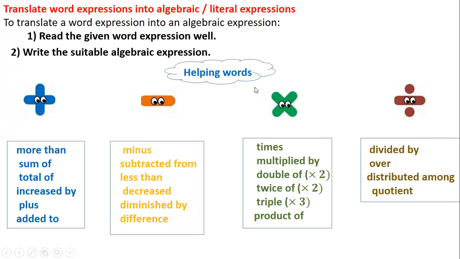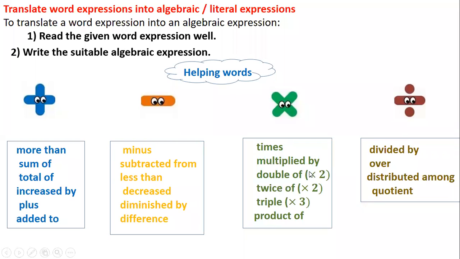What do we mean by helping words? These words might tell you which operation you need in your expression. When we say, for example, the words more than, sum of, total of, increased by, plus, added to, we mean the operation plus. Minus, subtracted from, less than, decreased, diminished by, difference, we mean minus.